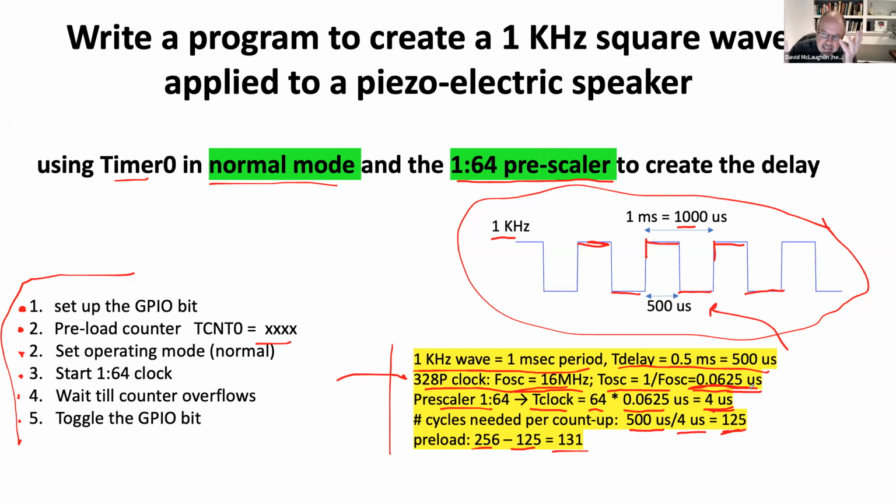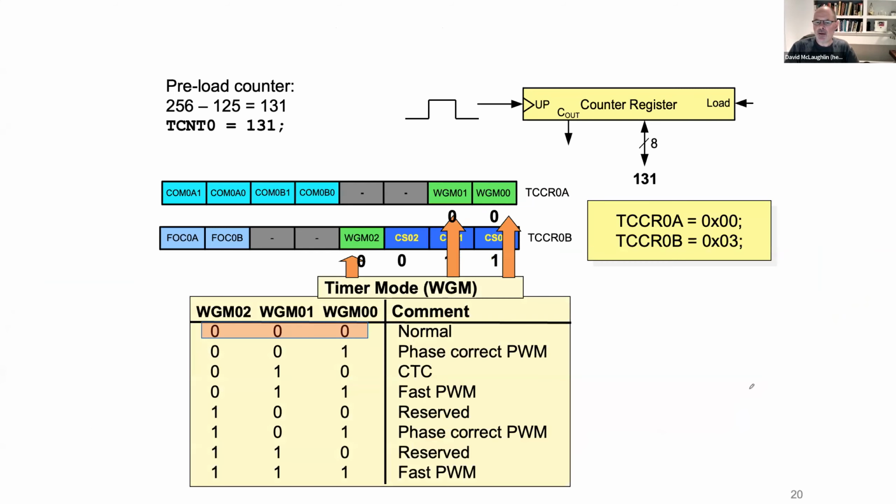So I have my 16 megahertz clock. I pre-divide it by 64. That gives me 4 microseconds for every period of it. And then I just have to count 125 of those. So if I put all that together here, I have to preload the counter. I want it to be 125 ticks away from the top, so I have to preload it with 131.